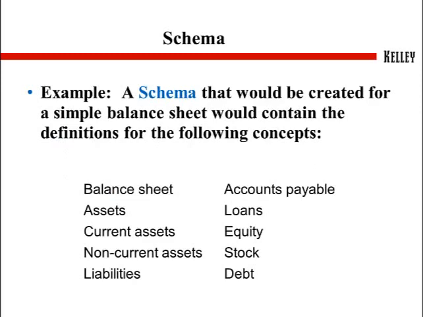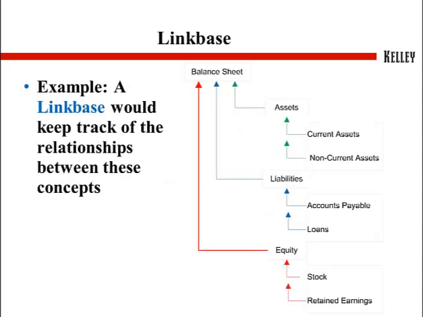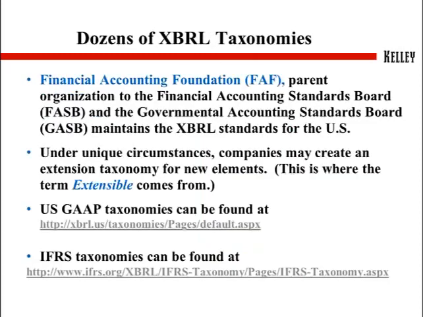A schema that would be created to report all of the data in a simple balance sheet would contain all the definitions for the terms such as balance sheet, assets, current assets, non-current assets, and so on. The link base, on the other hand, would keep track of how all of these concepts are related. For example, the link base would know that the stock value and the retained earnings value, if you added those two values up, that would be the equity, and the equity would appear on a balance sheet.